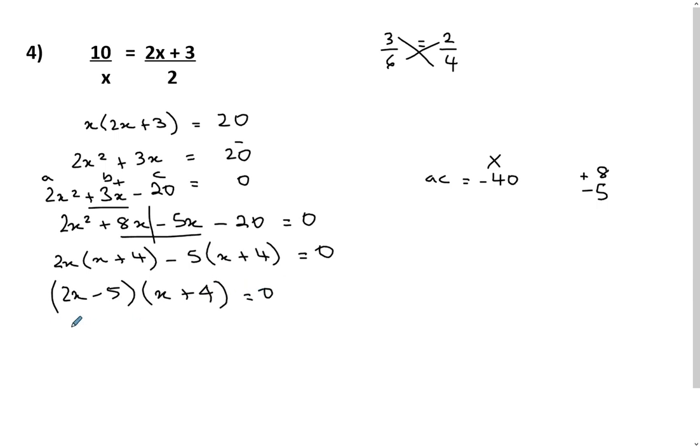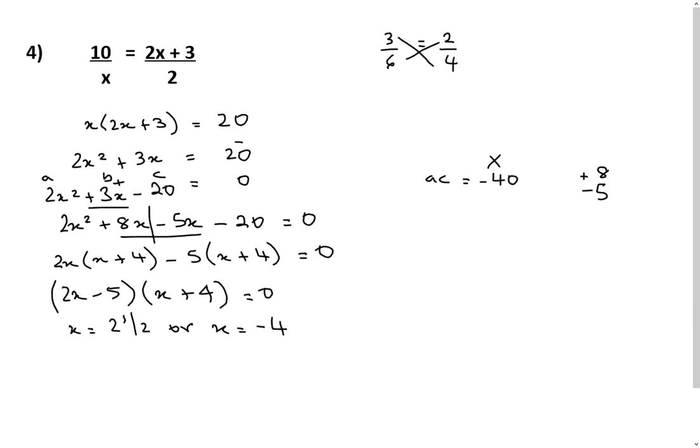So here it's quite easy to do. 2 times what is 5? So x will be 2.5. And that one's even easier. x equals minus 4. Okay, so that was all right.